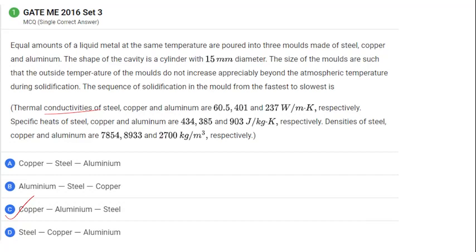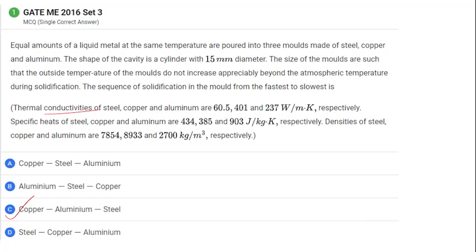By just seeing conductivity, if the conductivity is higher, the heat transfer will be higher. Copper's conductivity is the highest of these three materials. So copper will solidify first, then aluminium, then steel. By that also you can say, right? Even though specific heats and densities are drastically different, this is the most important factor.